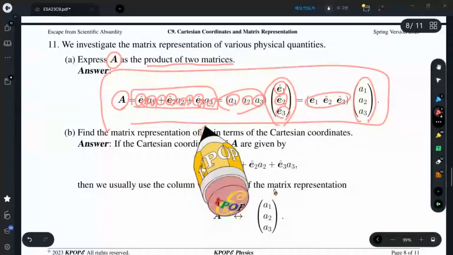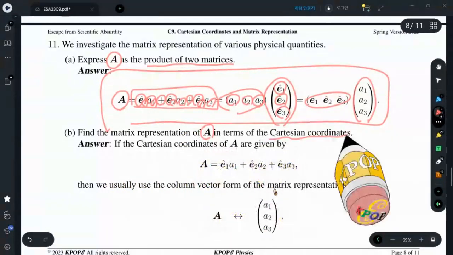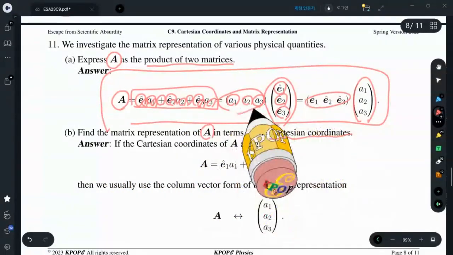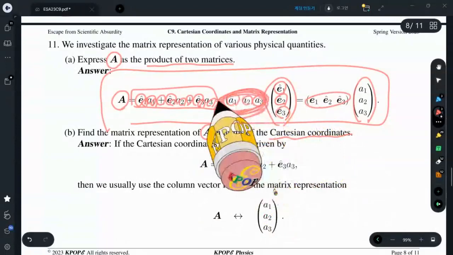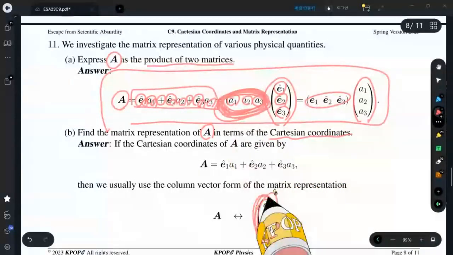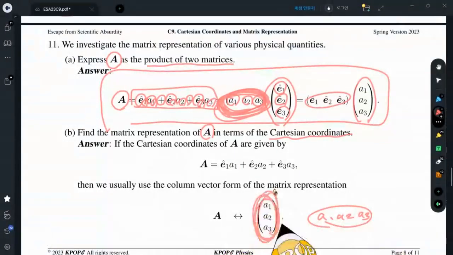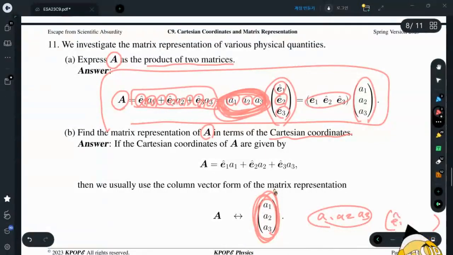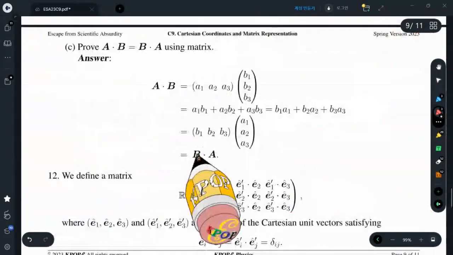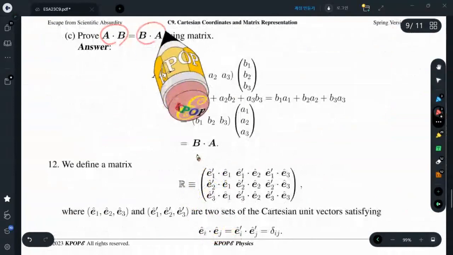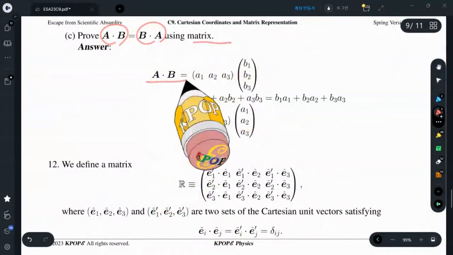Find the matrix representation of A in terms of Cartesian coordinates. Okay, we can say these are components. You can write in this form or in a row. That's fine. If I claim this is a vector, I hide the unit basis vector somewhere else. So, prove A dot B equals B dot A using matrices.